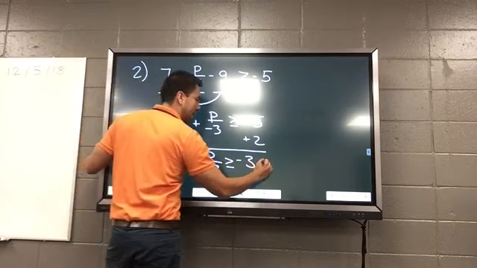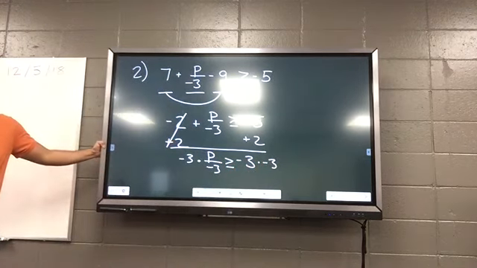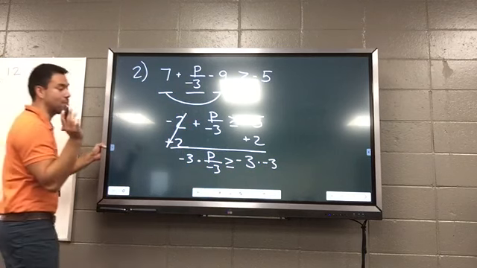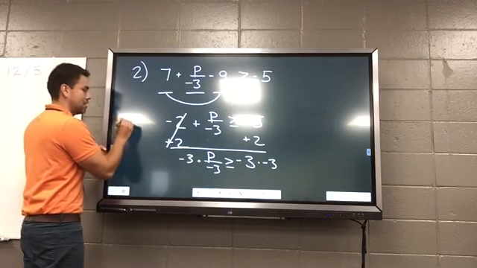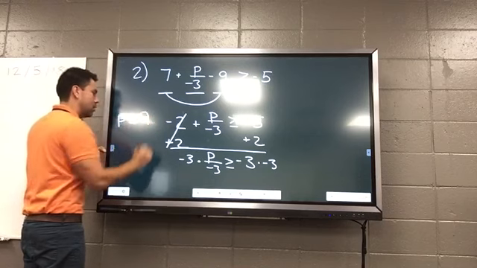negative 3. And why am I emphasizing the negative? Because something happens when I multiply both sides by a negative. What was that? Sign switches. Is that important? Yes, very important. So p is less than or equal to 9. Whoa, that looks familiar.